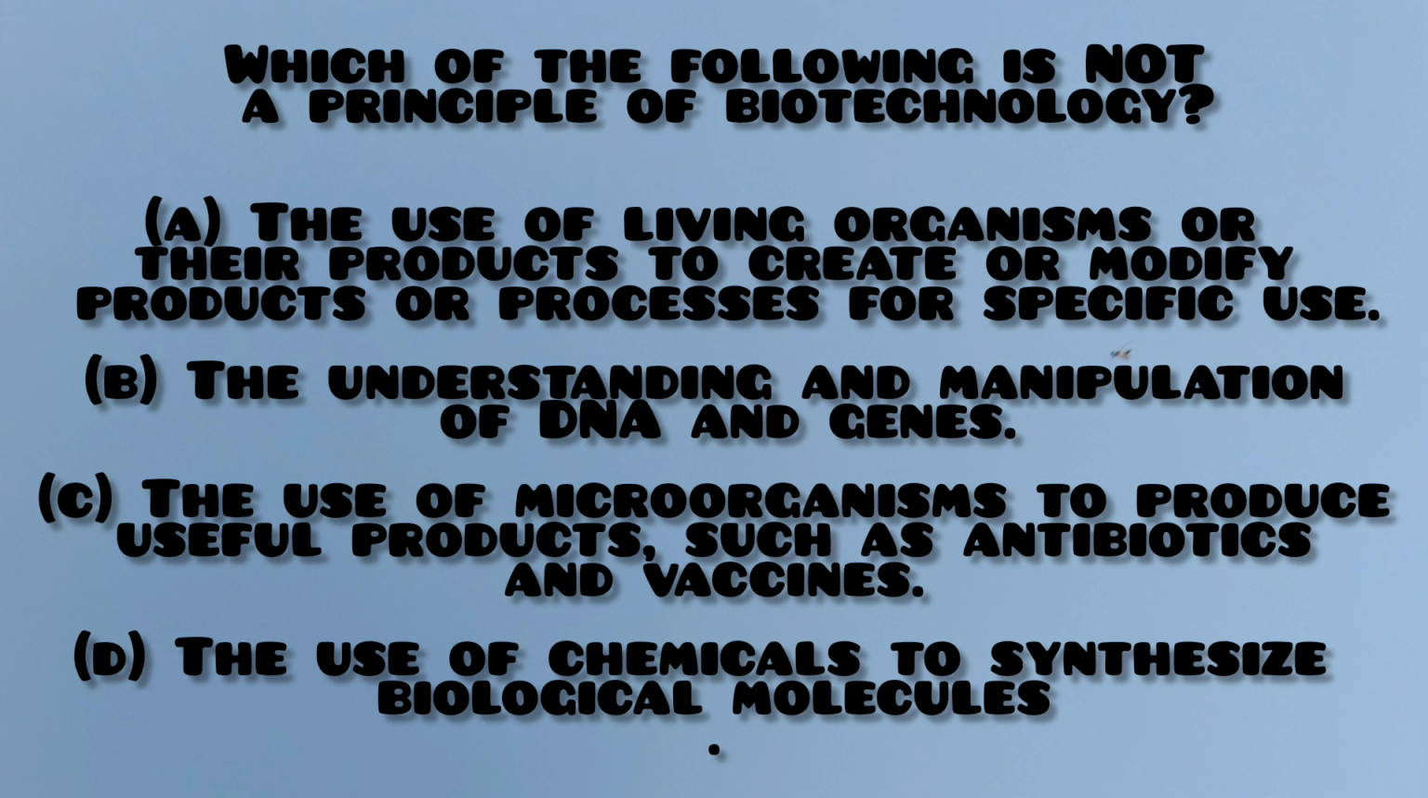So option A is very much correct, because we know that the use of living organisms or their products to create or modify products or processes for specific use is already given in NCERT as well. B is also right. We manipulate and understand the genes and DNA. C is the use of microorganisms to produce useful products like vaccines and antibiotics. So these three options are very much correct. Option D is not correct. It states the use of chemicals to produce biological products, which is not correct.